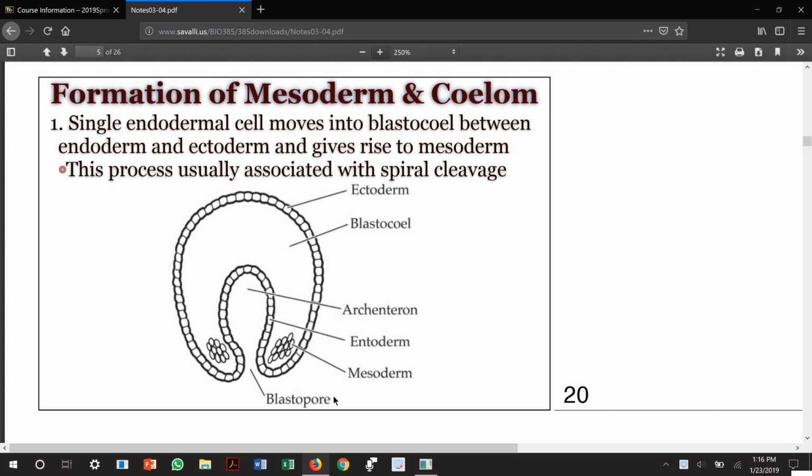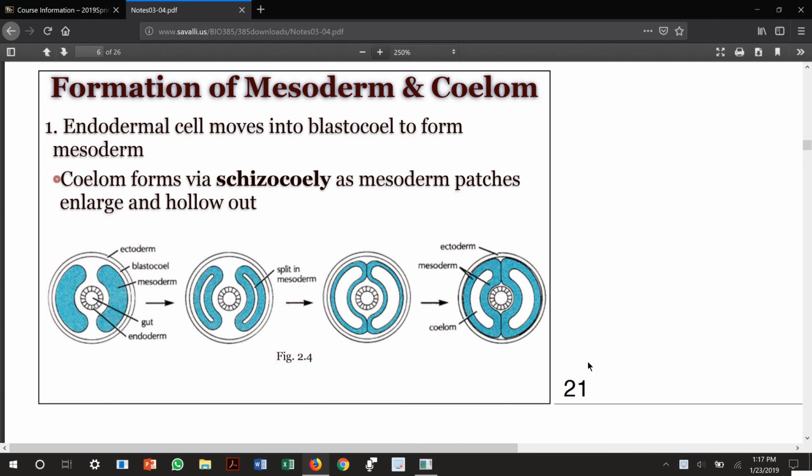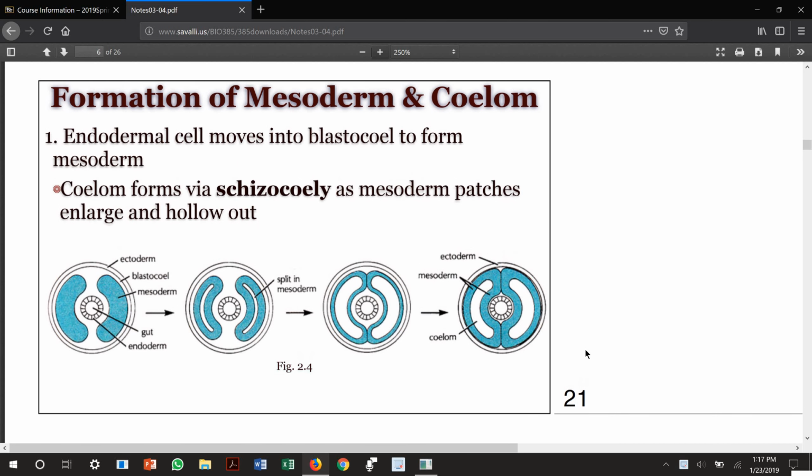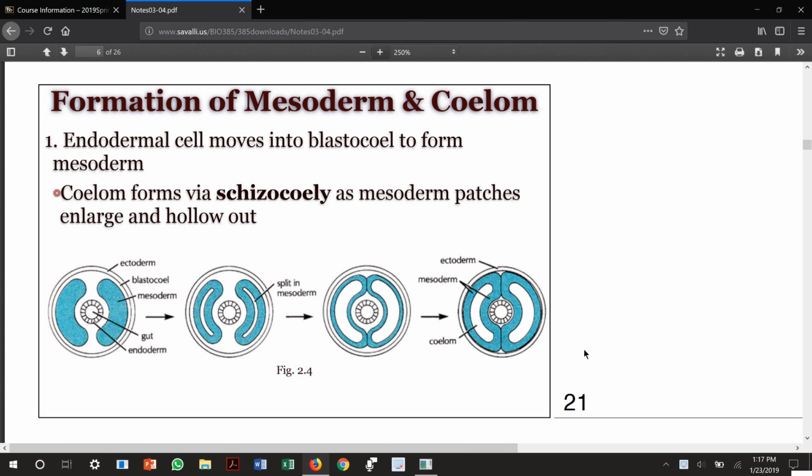And in general, again, this is not a hard and fast rule, as it turns out, but in general, the formation of a mesoderm by splitting off cells and migrating in here is generally associated with organisms that have spiral cleavage. Not always, but usually. All right. So as those cells move in into that space, into the blastocoel, they expand and form the mesoderm.